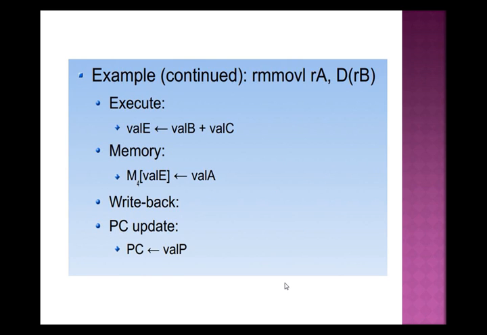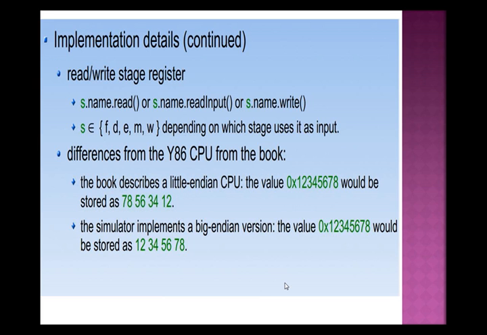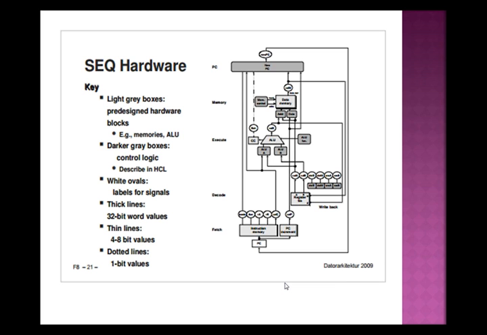This is your next example, for fetch, decode, execute, memory, write back, PC update. Then we also discussed the implementation details, that is how we move from one part to another. There are multiple methods like read and write memory, that is mem.read, mem.read integers, and read and write register files. Then we also talked about reading and writing the stage registers, and the difference between the Y86 registers and the Y86 state registers.